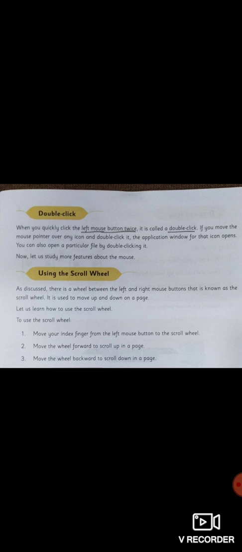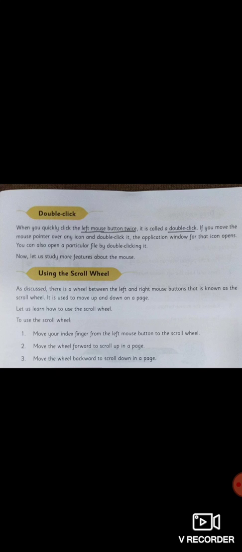Now, how do you perform a double click, students? You need to press the left mouse button twice as quickly as possible. And you have to quickly press the left mouse button twice. That is known as double click.